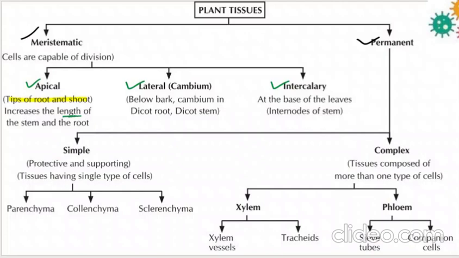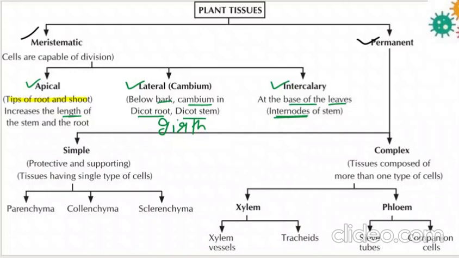Next is lateral meristem, also known as cambium. It is below the bark, in the dicot root and dicot stem. What does it do? It increases the girth. Alright. Next one is intercalary meristem. They are present at the base of leaves, basically in the internode. In the internodal area, intercalary meristems are present.